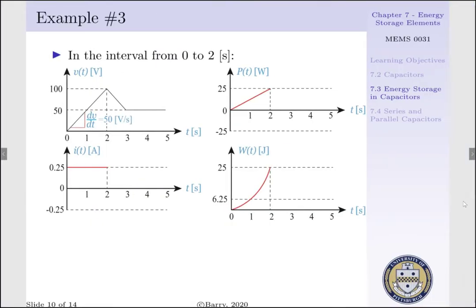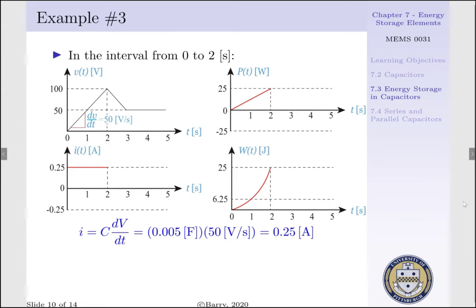Thus, to begin, we need to determine our time rate of change of voltage to determine our current running through our system. That is, our current is equal to our capacitance times our time rate of change of voltage. Our capacitance is 5 millifarads, and our time rate of change of voltage is 50 volts per second. Therefore, we have a constant current of 0.25 amps entering our capacitor.